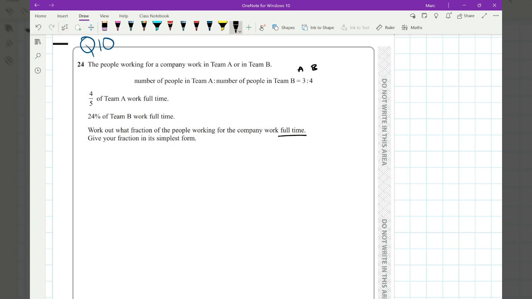So in Team A, we've got 3/7 of the people there, and 4/5 of them work full-time. So 3 over 7 times by 4 over 5. 12 out of 35.